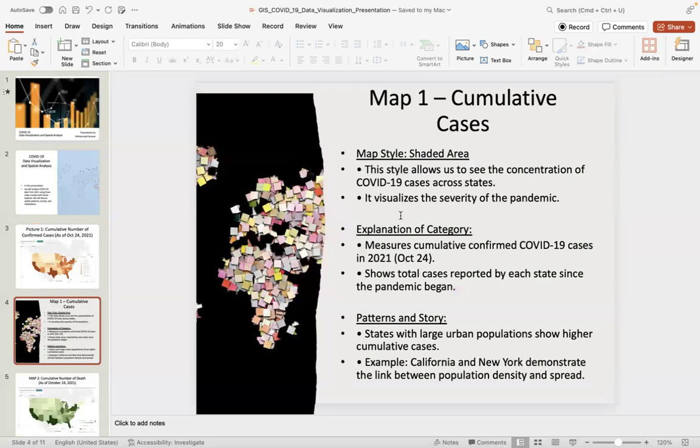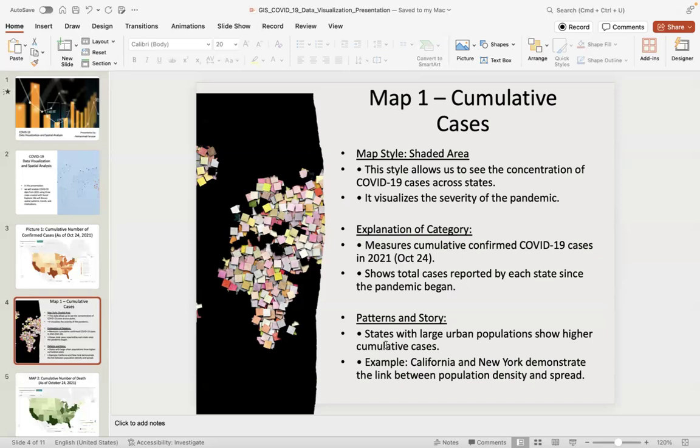Basically, this shaded area style allows us to see the concentration of COVID-19 cases across the states of the USA, and it visualizes the severity of the pandemic. Explanation of category: it measures cumulative confirmed COVID-19 cases in 2021 as of October 24. It shows total cases reported by each state, and now let's talk about patterns and story.